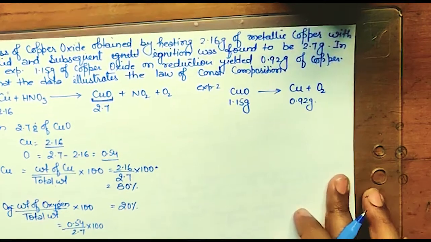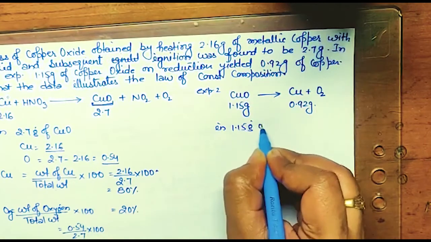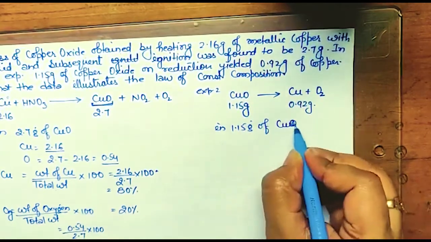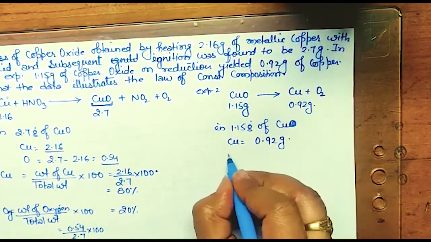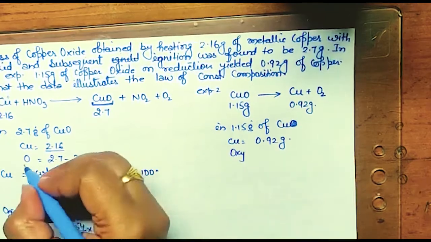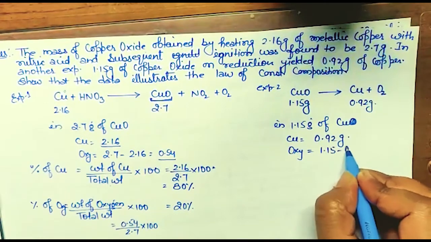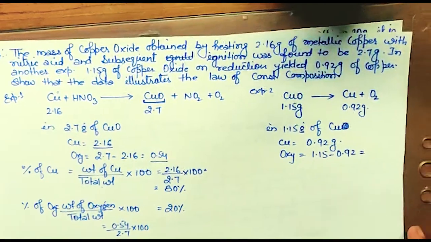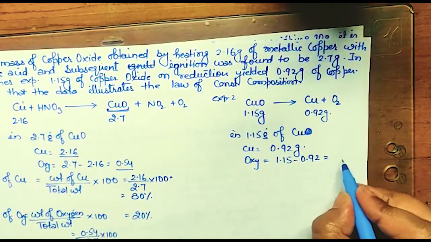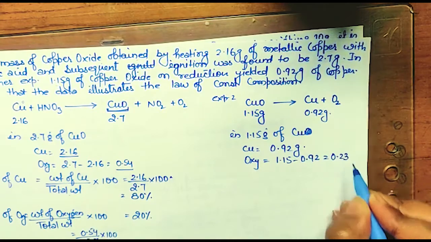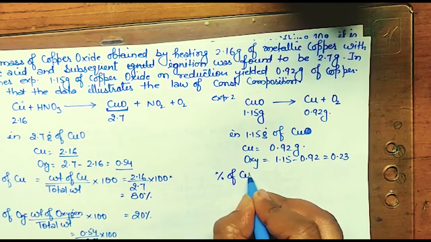Let's check how. So in 1.15 gram of copper oxide, copper is 0.92 gram, isn't it? So what will be the oxygen weight? Write it as oxygen. Okay, oxygen weight will be 1.15 minus 0.92, isn't it? So this will be 0.23. Yes.